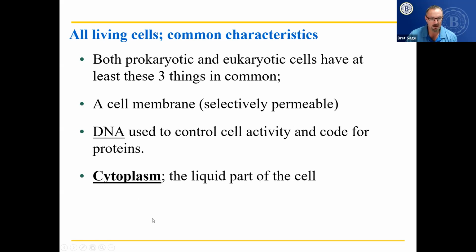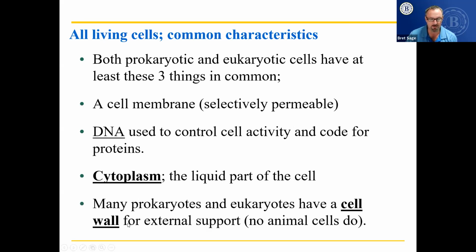All living cells have these, but most living cells have what is called a cell wall. Now, animal cells don't, believe it or not. Animal cells are not most of the cells on the planet, but most prokaryotes and eukaryotes that are not animals have a cell wall that supports the cell and prevents it from rupturing.